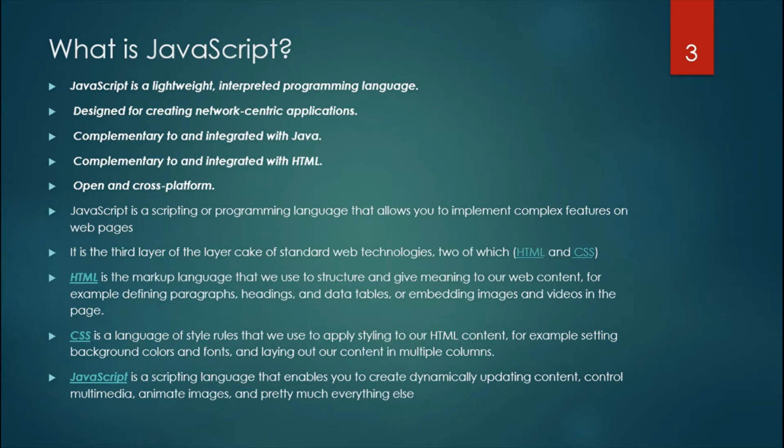So it is like we are decorating our page with the paragraphs or the data tables or the headings or embedded images. We just decorate it with the help of CSS, like background colors and fonts, and laying out our content in multiple columns. It makes you feel like, oh, now we have the whole home, but now how to decorate it?